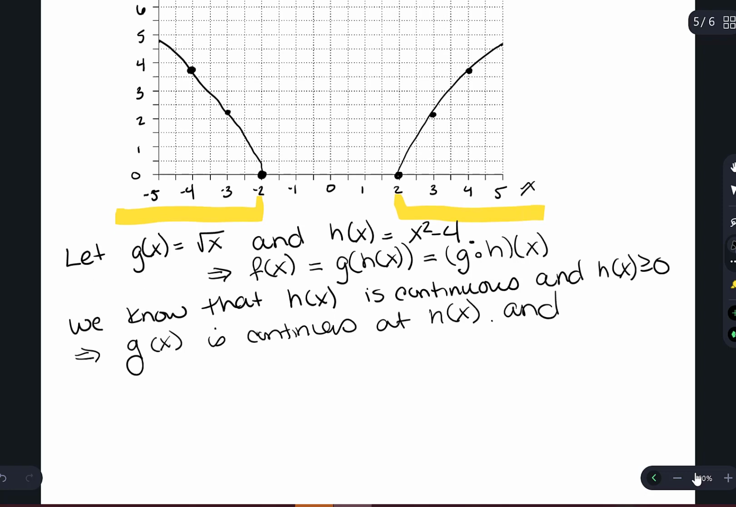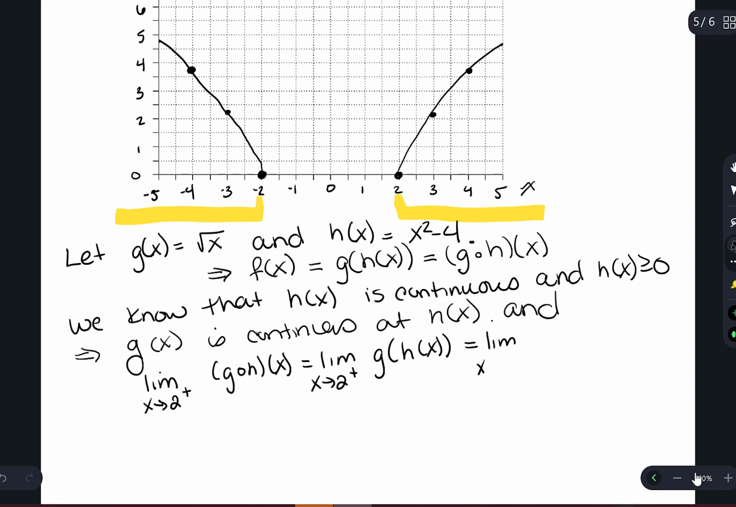And the limit as x approaches 2 from the right of g of h of x is equal to g of h evaluated at 2, which is equal to g of 0, which is equal to 0.